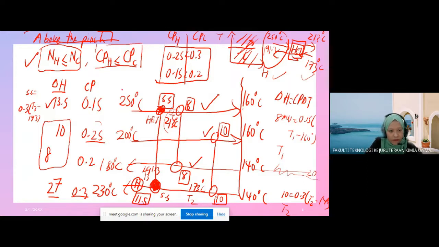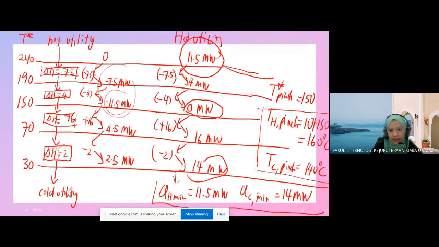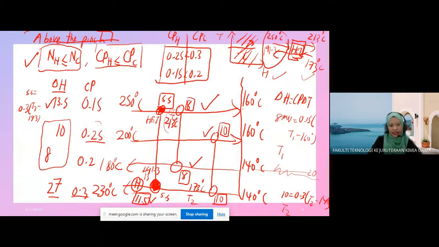So we solve for heat exchanger design above the pinch. Okay, if you check this value of heater, the heater duty, is it similar to the one that we calculate from problem table algorithm? Your QH min, yes. Your QH min is 11.5 megawatt. Similar to what we calculate here. So meaning that your design is true. And then now, finish with the area above the pinch.